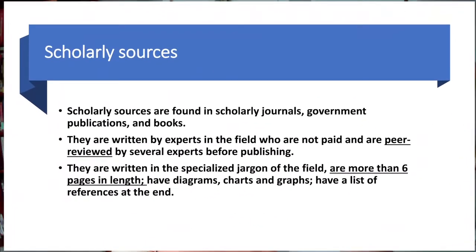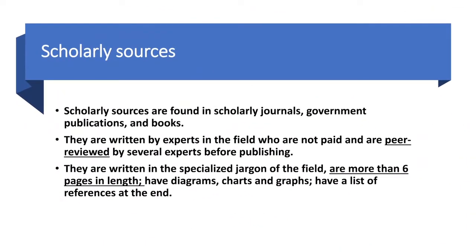Let's review what a scholarly source is. You'll find this definition at the bottom of the assignment. Scholarly sources are found in scholarly journals, government publications, and books. They are written by experts in the field who are not paid and are peer-reviewed by several experts who are not paid before publishing. They are written in the specialized jargon of the field, are more than 6 pages in length, have diagrams, charts, and graphs, and have a list of references at the end.